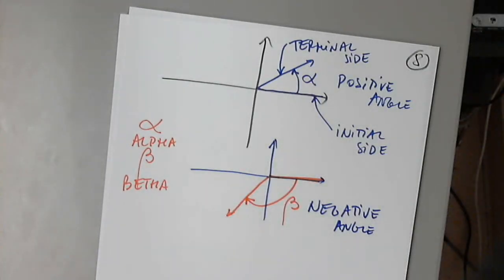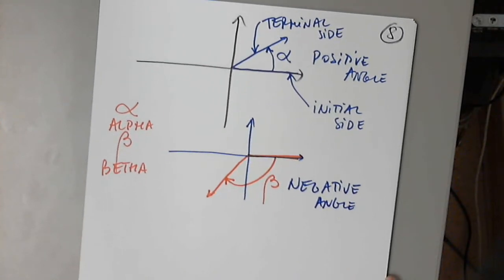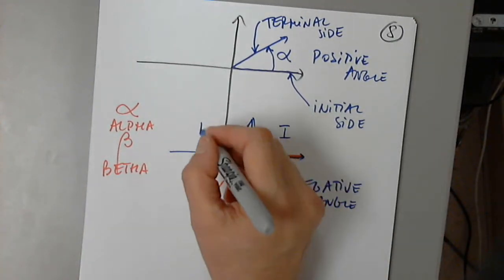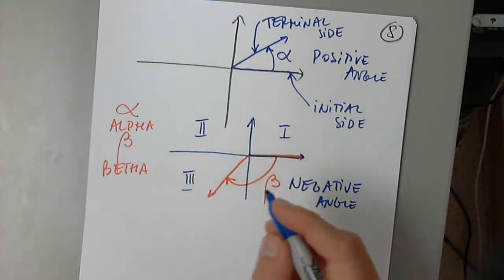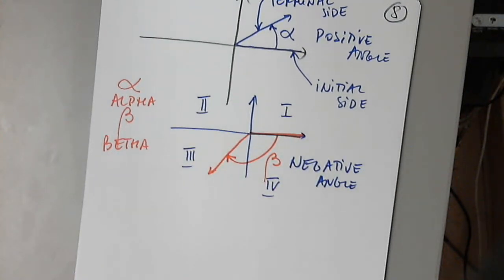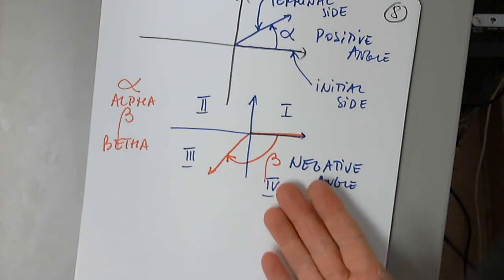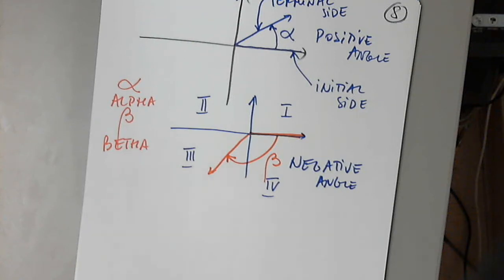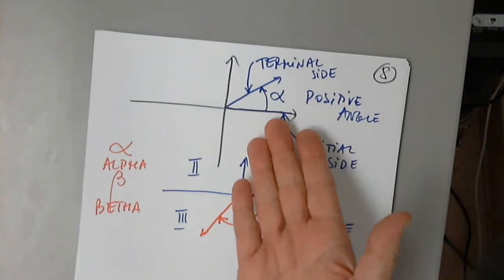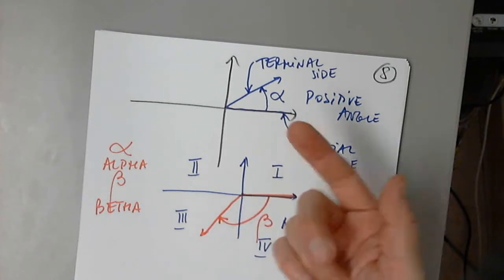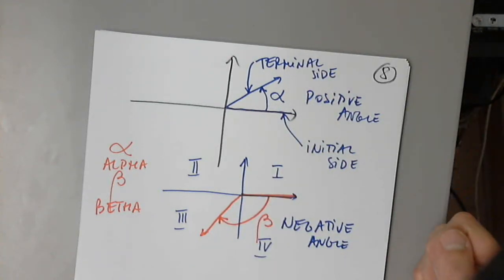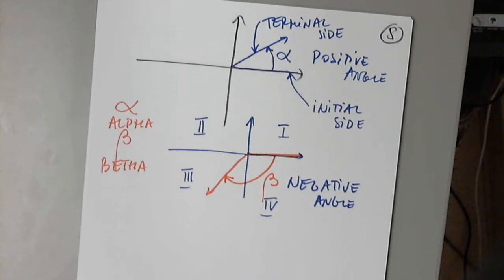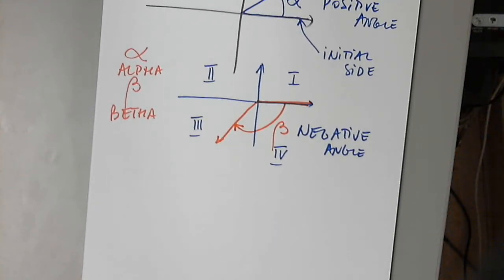I hope this is not news, but let me also make sure that it's clear. This is the first quadrant, this is the second quadrant, this is the third quadrant, and this is the fourth quadrant. Counterclockwise, 1, 2, 3, 4. So we say, for example, angle beta starts on the x-axis and has its terminal side in the third quadrant. Angle alpha has its initial side on the x-axis and a terminal side in the first quadrant. So this is one thing: positive and negative angles.